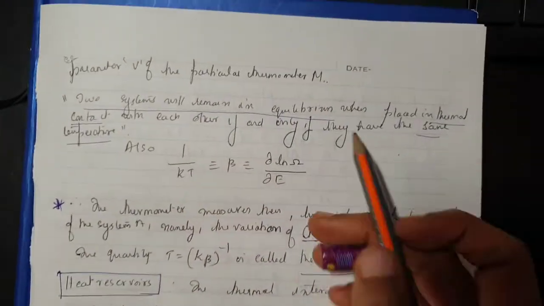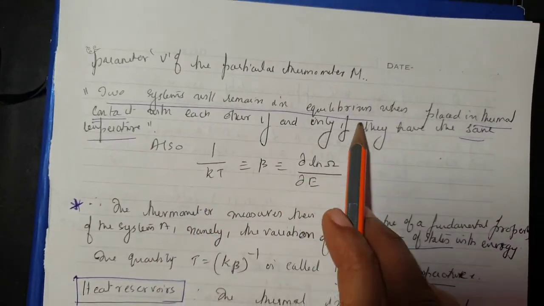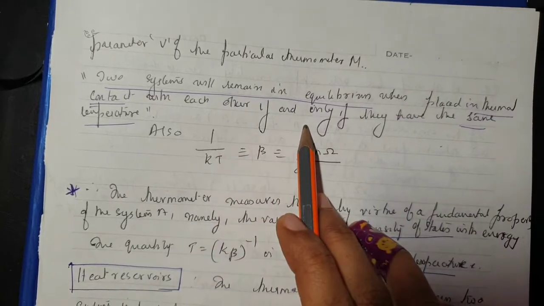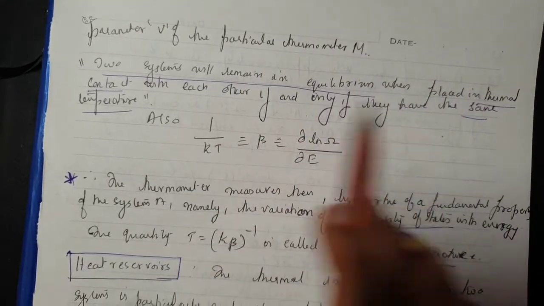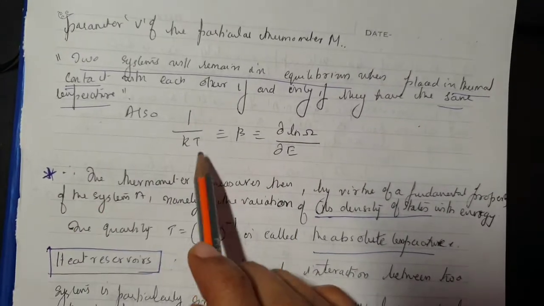Now we can come to our equation. Two systems will remain in equilibrium when placed in thermal contact with each other if and only if they have the same temperature. So we came to the conclusion of our temperature.